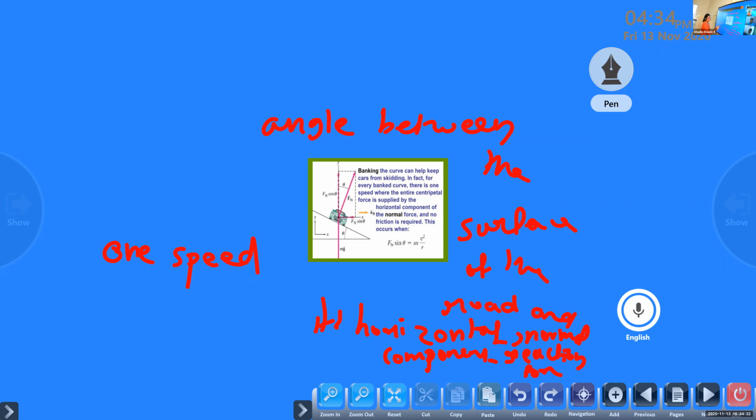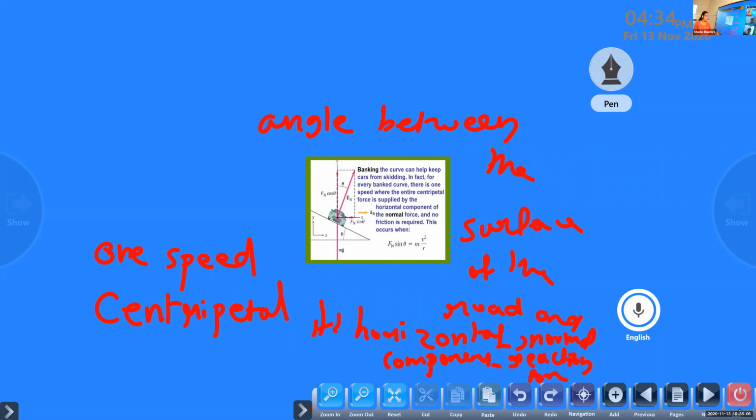Entire centripetal force is supplied. So there won't be an absence of friction, and friction and centripetal force become equal. So we say that in that case there is no friction, because friction is converting into centripetal force actually. So in that case, whatever frictional force we are getting will be equal to the centripetal force.